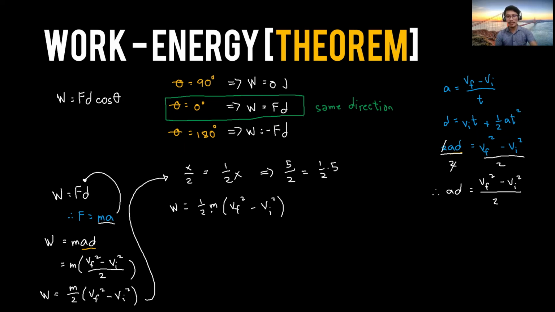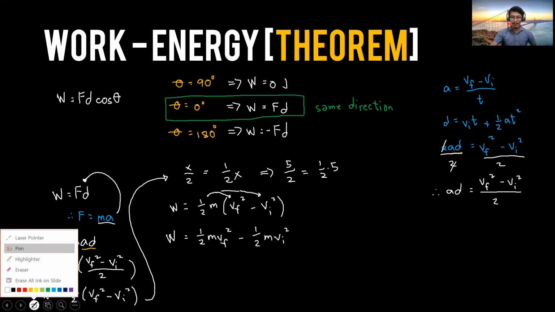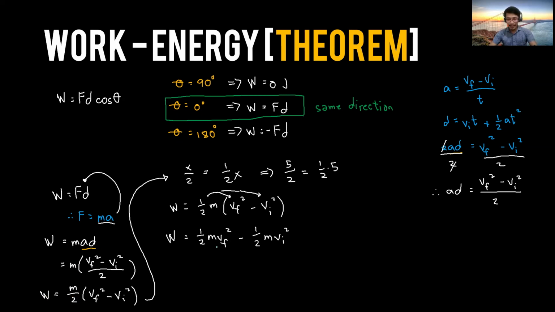So para mas familiar sa inyo ang equation, we can distribute 1 half m dito sa VF squared and sa VI squared. Distribute natin. So ang mangyayari niyan magiging 1 half mVF squared minus 1 half mVI squared. Ayun, I think this equation is already familiar to you. Tama? So ano ang equation na yan? Itong 1 half mv squared. Ano yan? 1 half mv squared. Anong quantity yan? May naka-remember?